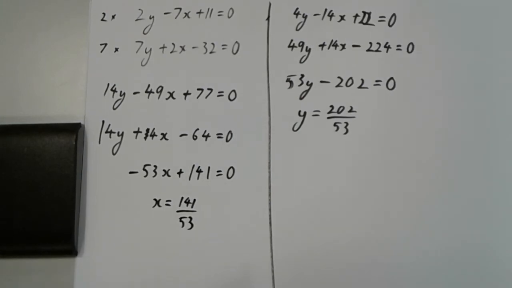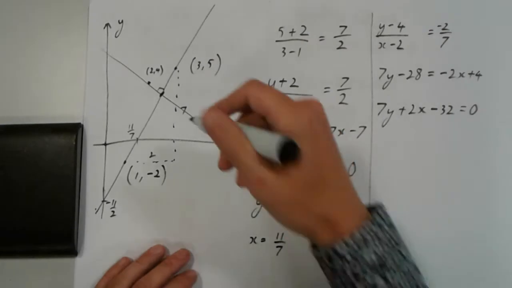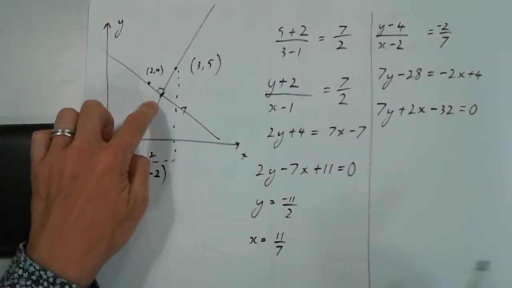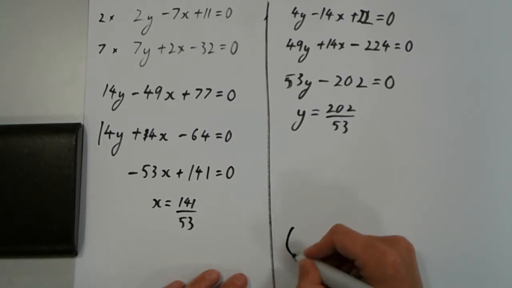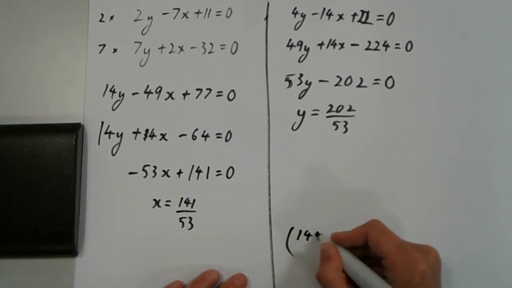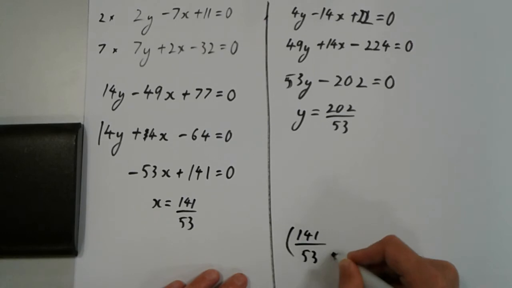That will be the coordinate where these two lines intersect. Okay, we found our point of intersection. All we'll do to finish up is just write that as a coordinate to make our answer nice and clear.